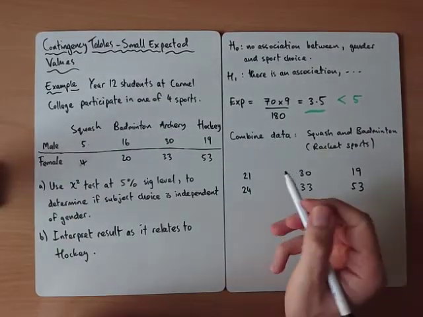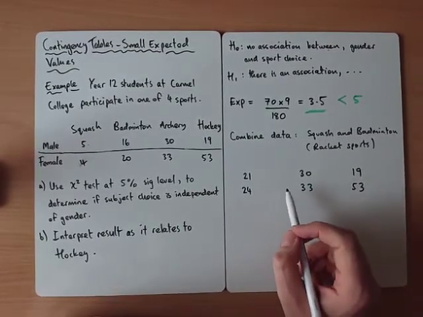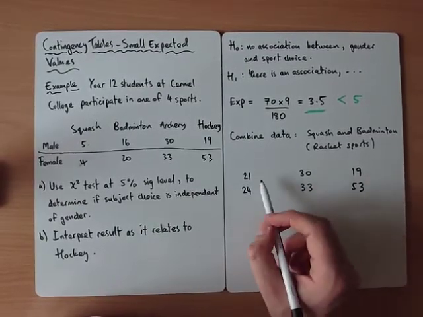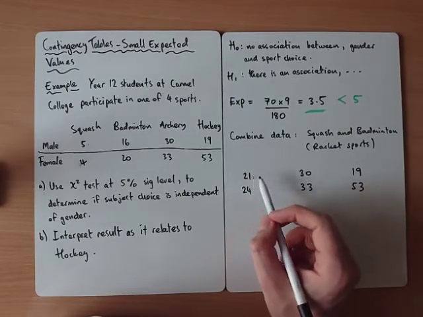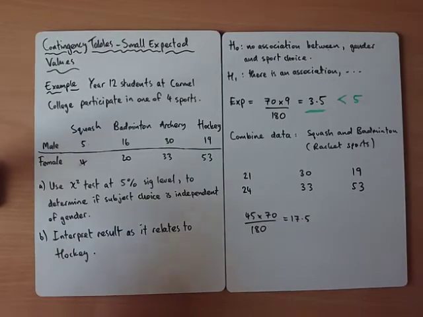I should, I suppose, just to make sure I've done that right, calculate manually one of these new expected values. So the new totals, say if we were calculating the expected value for this one, let me just do that. Okay, so we get 17.5.